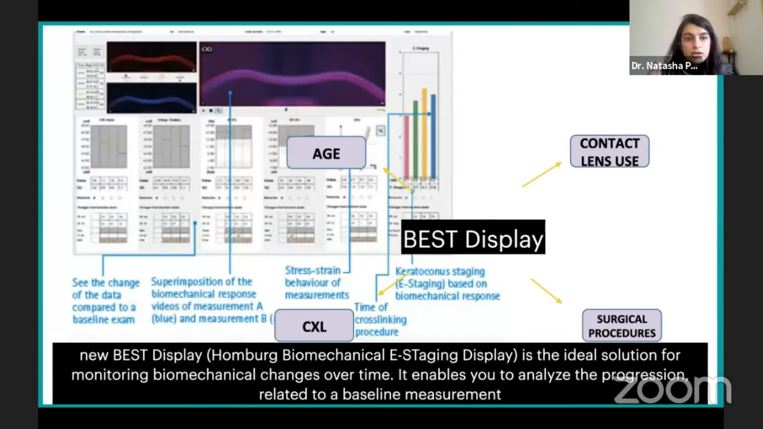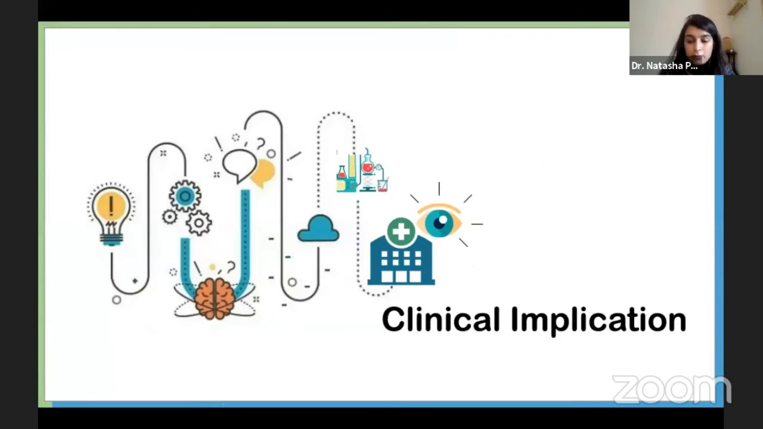Now, the new best displays basically give us a progression, just looking at whether the patient is progressing in terms of keratoconus, or how thick or how strong the cornea is. It helps us measure the corneal biomechanics post cross-linking or post refractive surgery. So it's a very good tool if you're looking at the progression aspect, which was not mentioned earlier in terms of corneal biomechanics.